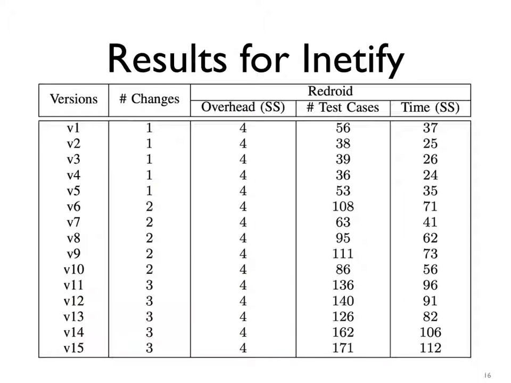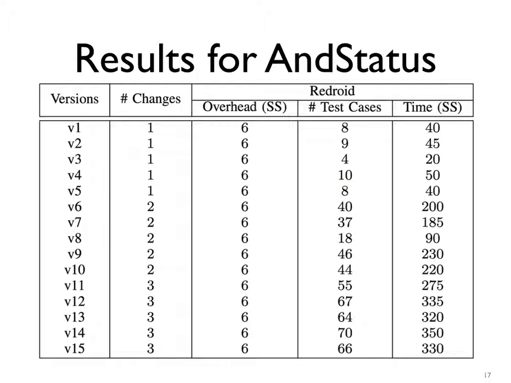Moreover, we see that when Redroid is performed, due to the reduction of the number of test cases for re-execution, the time cost for re-executing those selected test cases is also reduced. Even when the overhead is counted, Redroid still achieved reduction in time cost, and the biggest time reduction is 79% for version 4. So a similar pattern of results can also be found for EndStatus.